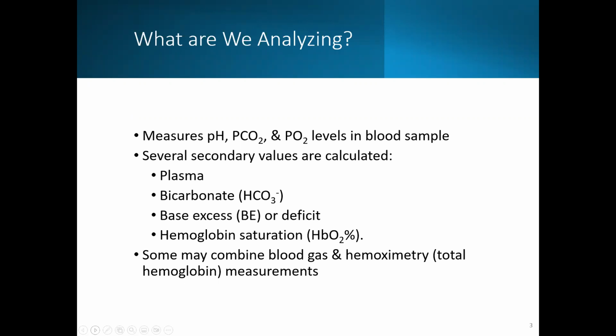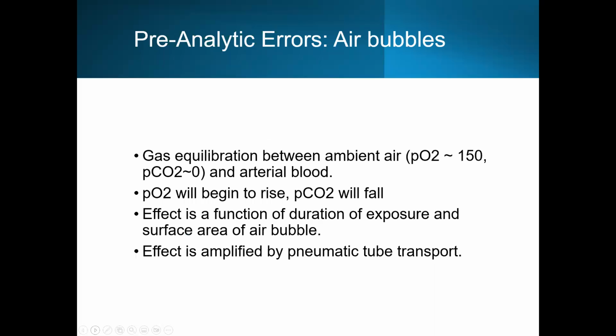Several secondary values are calculated: plasma bicarbonate, base excess, hemoglobin saturation. Those are calculated. So it's calculated, if you will, SaO2 based on the PaO2. Some may combine blood gas analysis and hemoximetry or co-oximetry measurements as well, some of the newer technologies.